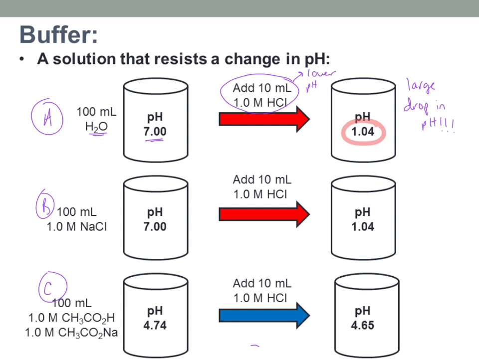Which, if this was your blood, that would be a huge, huge problem because your blood needs to be at 7.4, not wiggling around too much. If your blood pH dropped all the way to 1, you would be so dead.